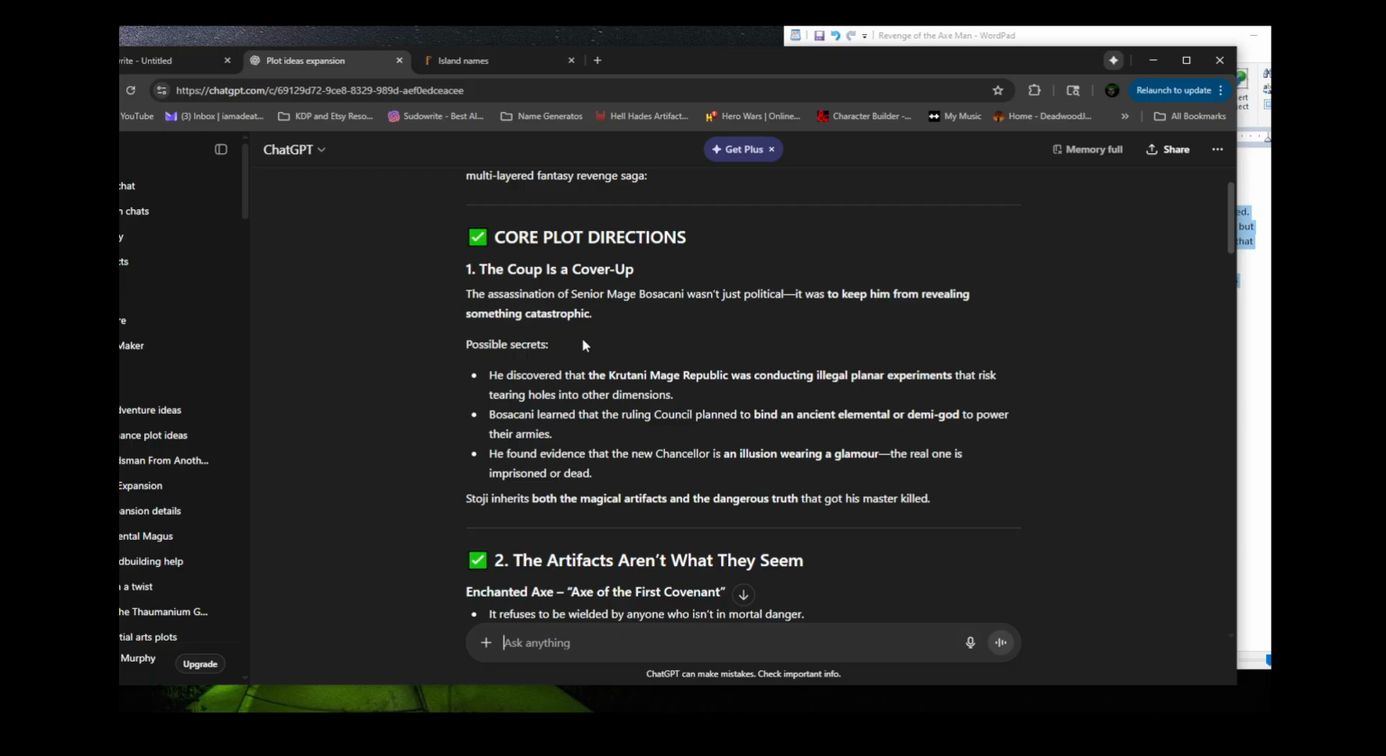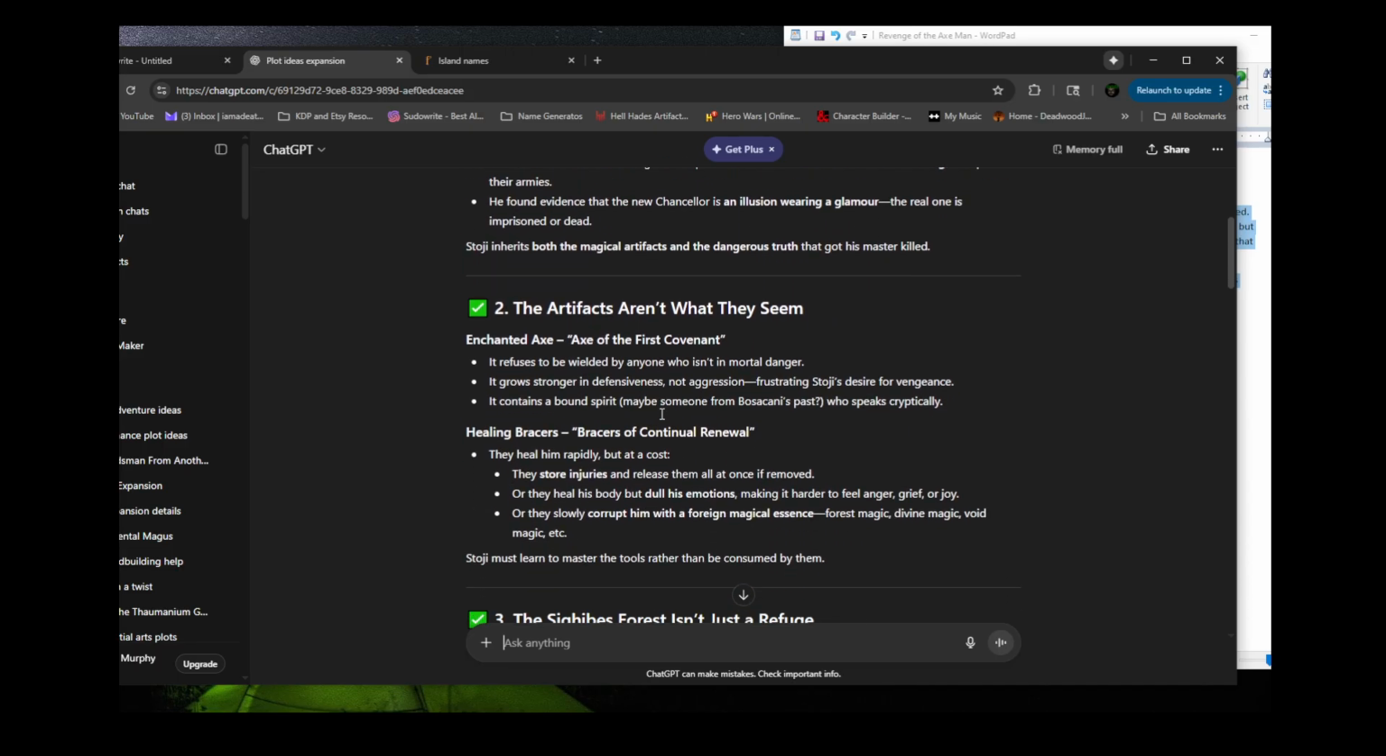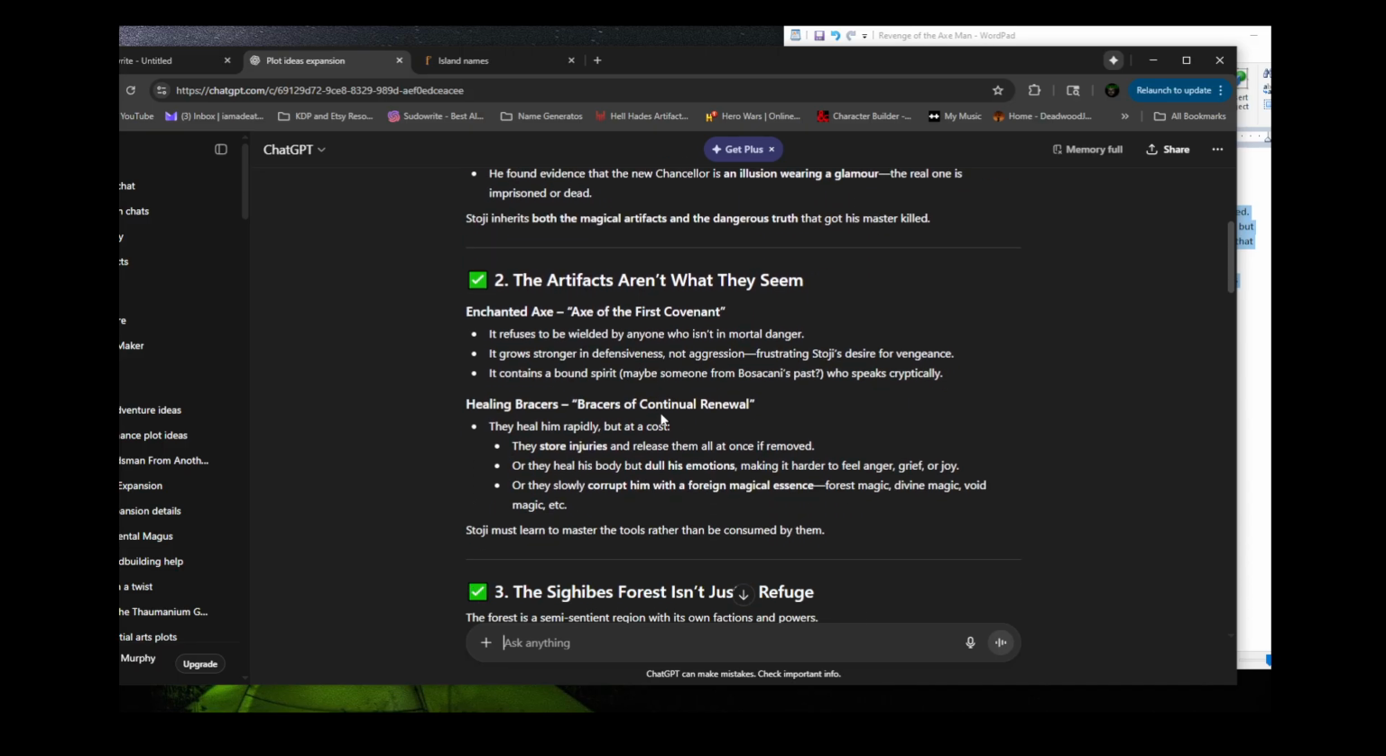So we've got right here the coup is a cover-up. The whole thing isn't political. It was to keep him from revealing something catastrophic. That's a possibility. That's kind of interesting. Artifacts aren't what they seem.